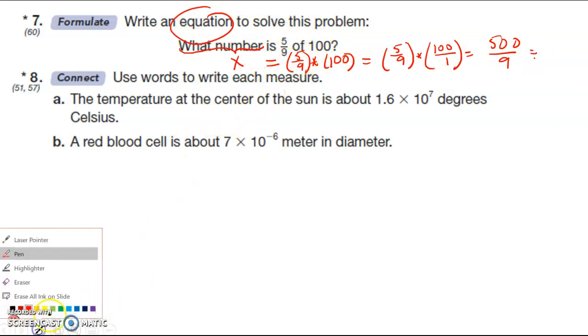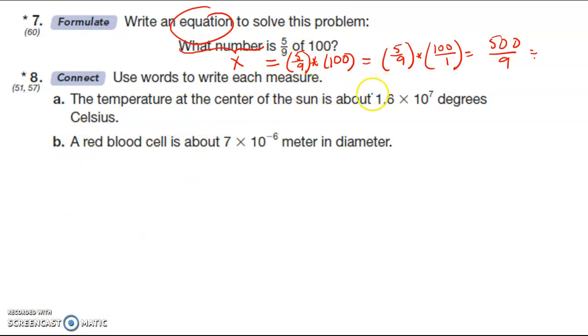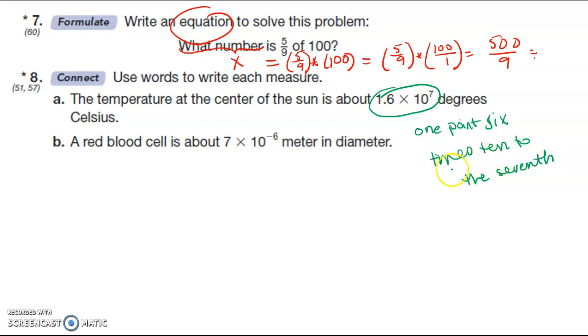Okay, next color. The temperature at the center of the sun is super hot. And I'm supposed to write words? Okie dokie. So this is going to be 1.6 times 10 to the 7th. It doesn't say write it in standard notation. It just says write the words. So I'm going to write the words. A red blood cell is about 7 times 10 to the negative 6th.